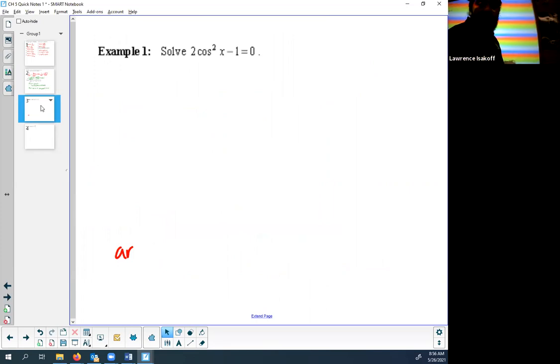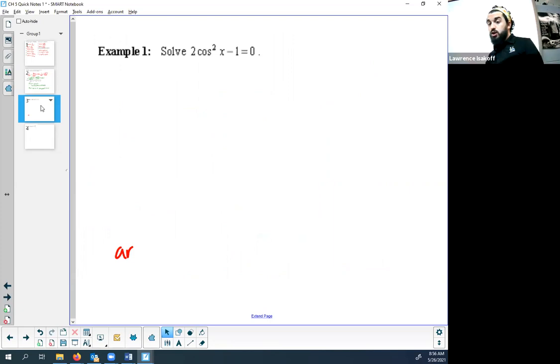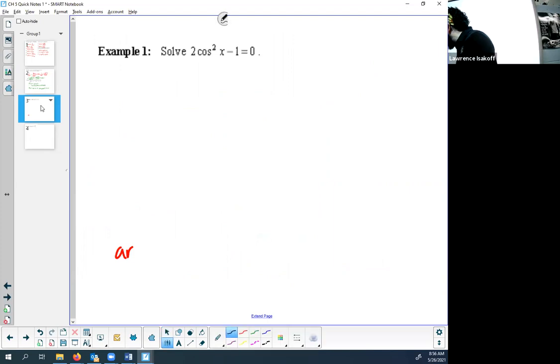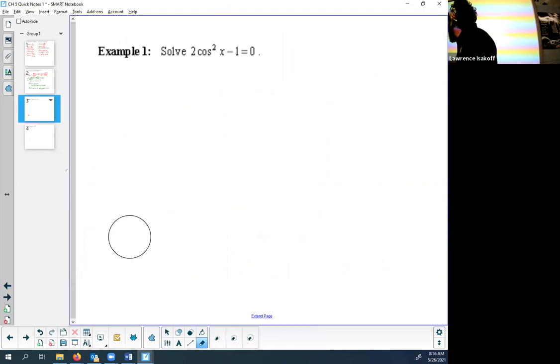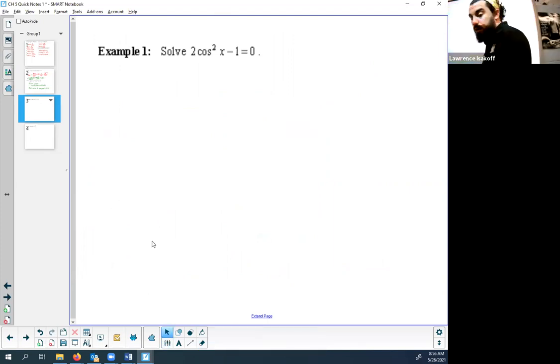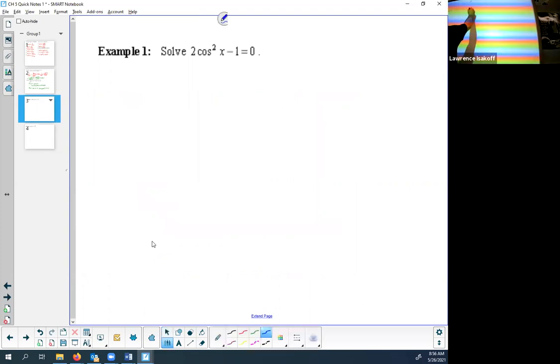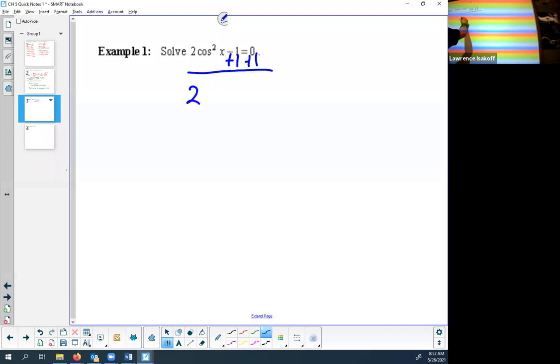Now let's quickly change gears and talk about solving trig equations. The big idea with solving trig equations is you get that trig expression by itself. So I want to start with trying to isolate the cosine squared. So I can start, okay, let's add 1 to both sides. That gives me 2 cosine squared of x is equal to 1.